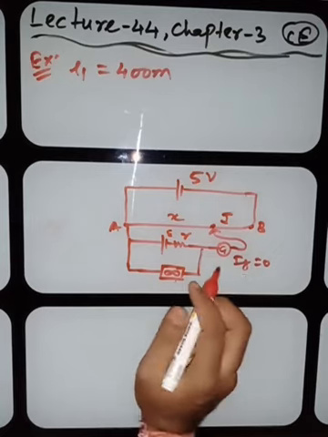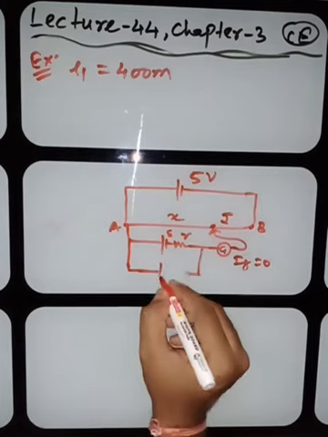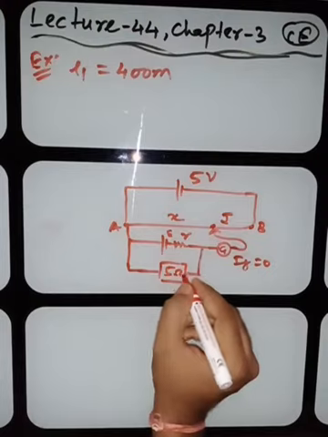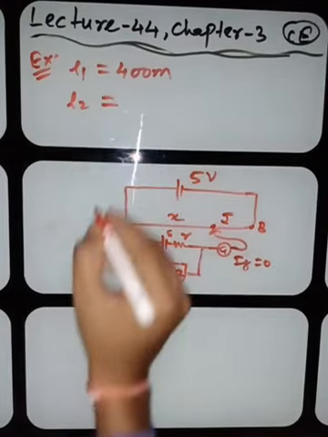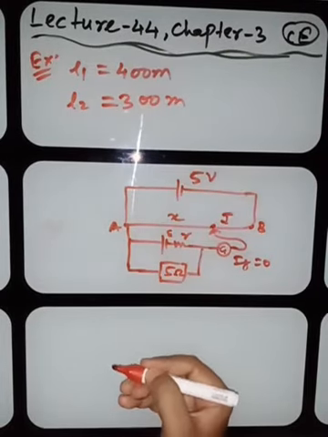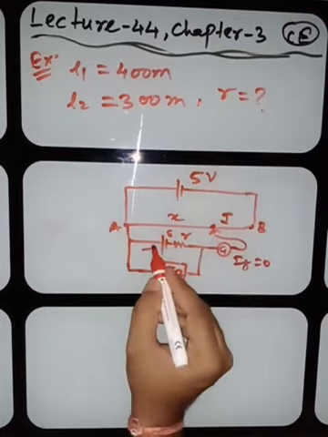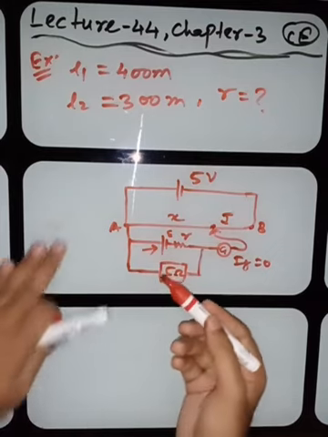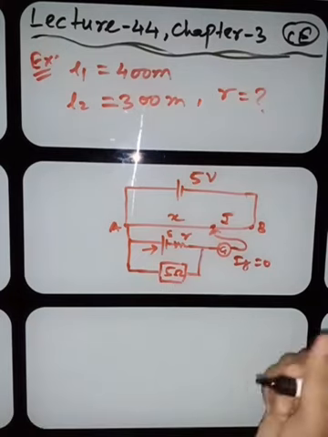Now when the same instrument is shunted the second time by a resistance of 5 ohm, the balance length becomes 300 meter. Now the question: you have to find the internal resistance of this cell. If you can solve this question, pause the video and try to solve. Okay, now let me solve.